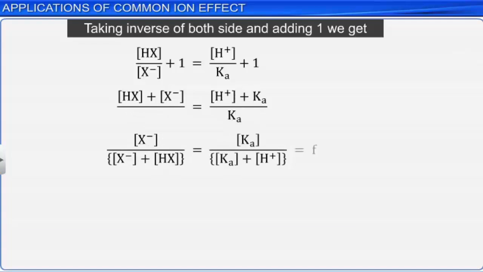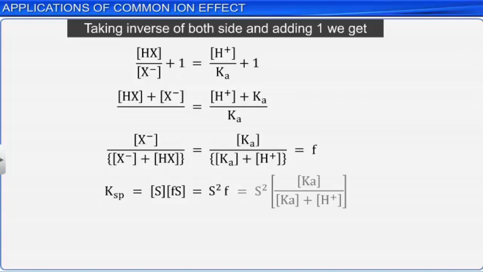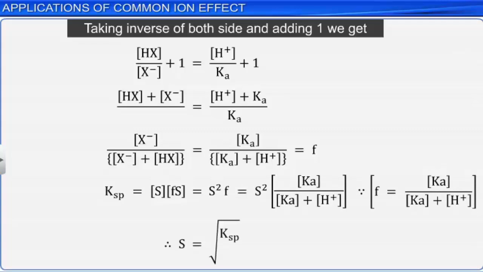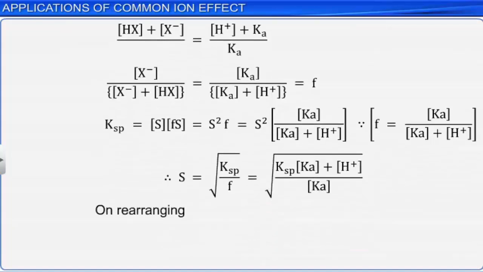At a given pH, if the solubility is taken as S, then Ksp is equal to the product of S and FS. That is, equal to the product of S square and F. Therefore, solubility is equal to square root of Ksp divided by F. On rearranging the equation, we get solubility S is equal to the product of Ksp and H+ plus Ka divided by Ka, whole to the power half. So we can conclude that solubility increases with a decrease in pH or an increase in H+ ion concentration.